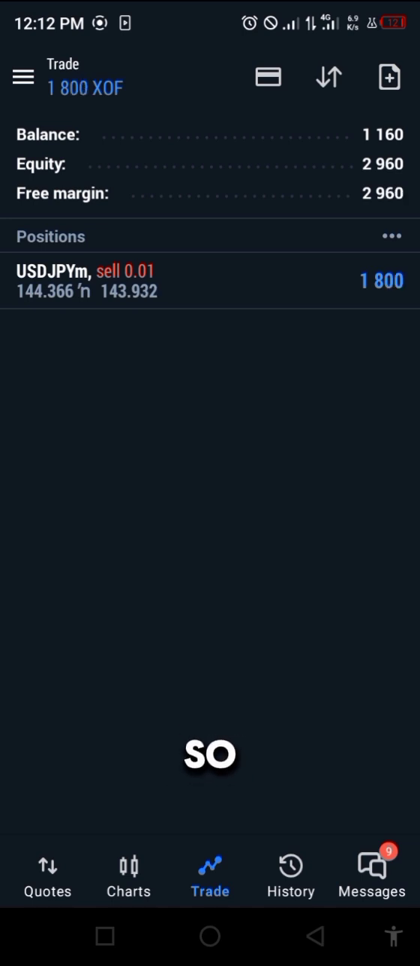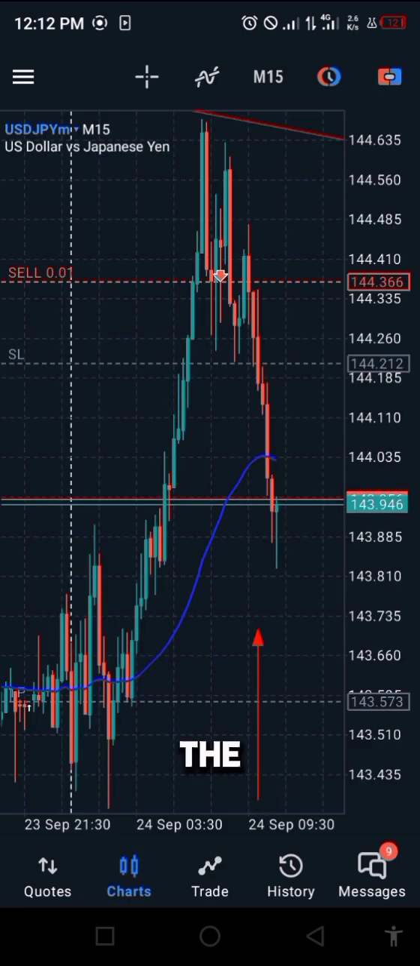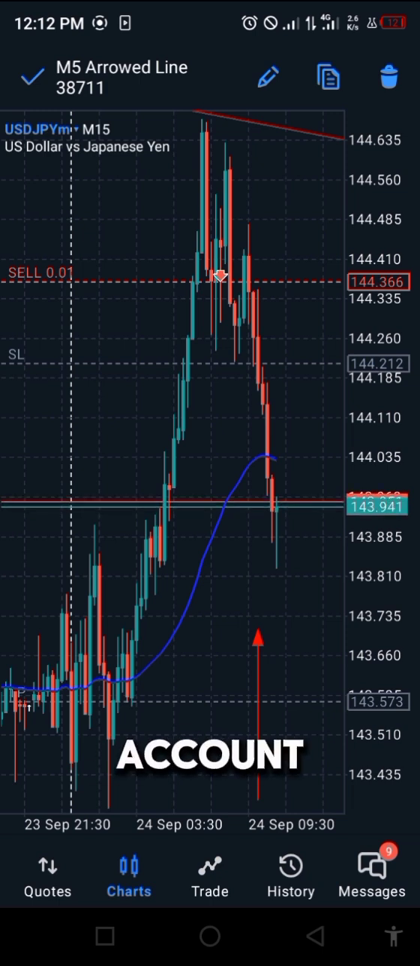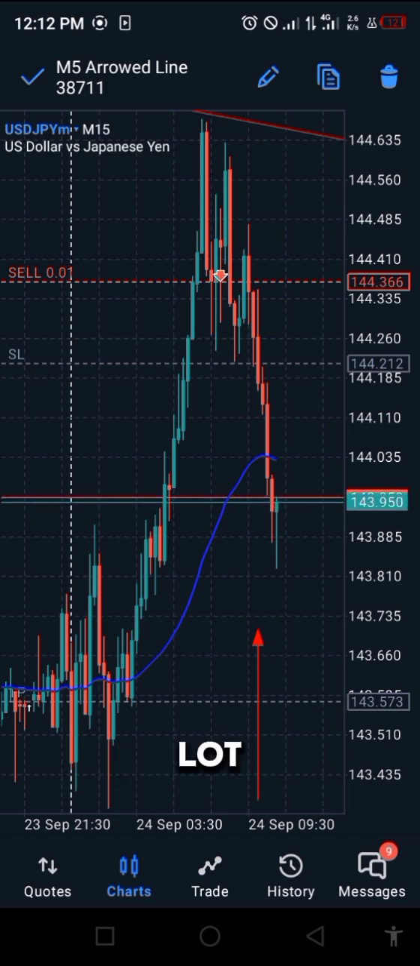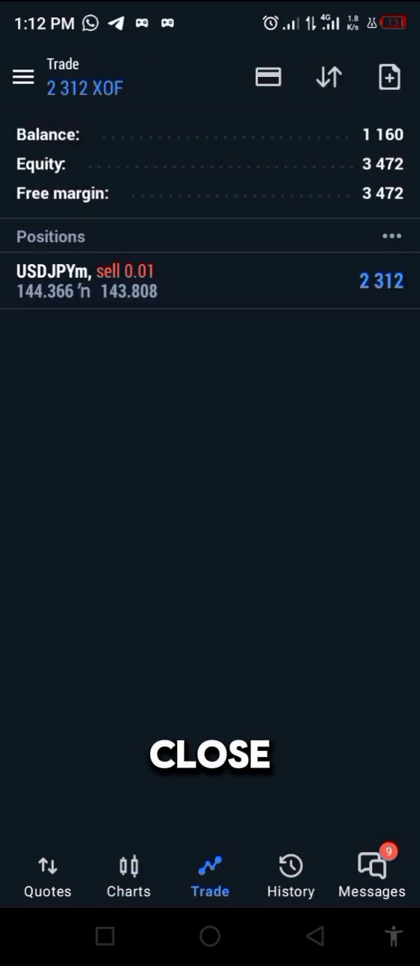So far, whatever the case, we are in profit and we may decide to close this trade because we have already doubled the account. We see the market is reacting a lot from that zone. It's a very strong zone, guys, so I may be tempted to close this trade.